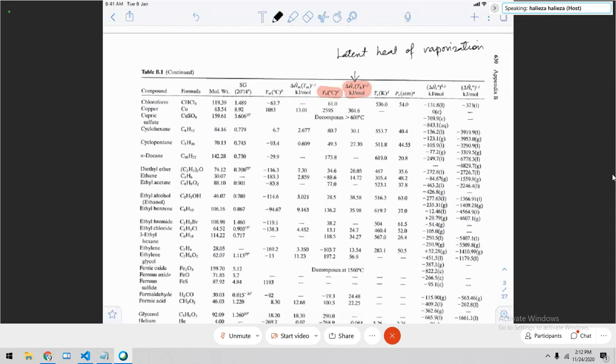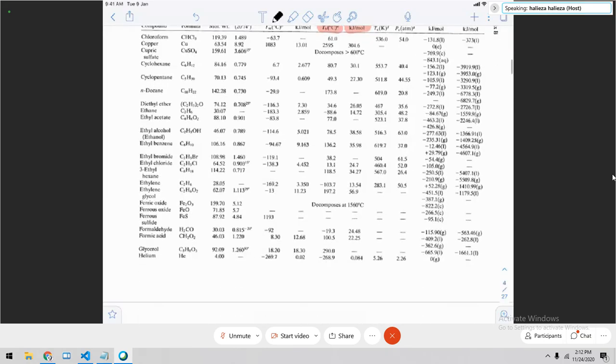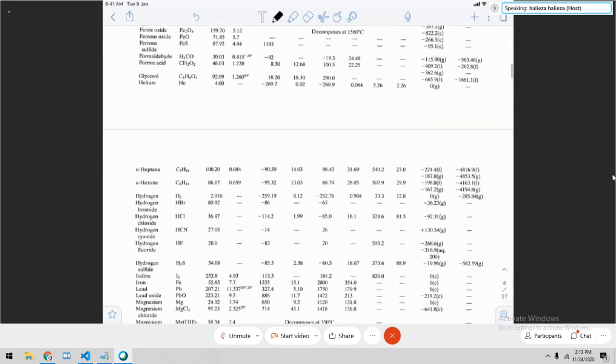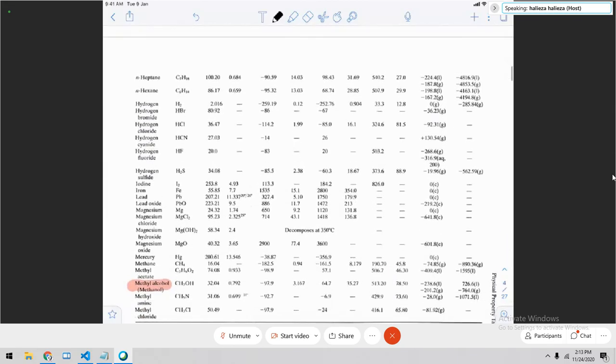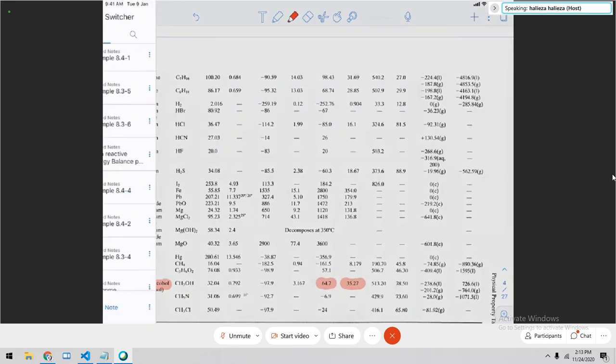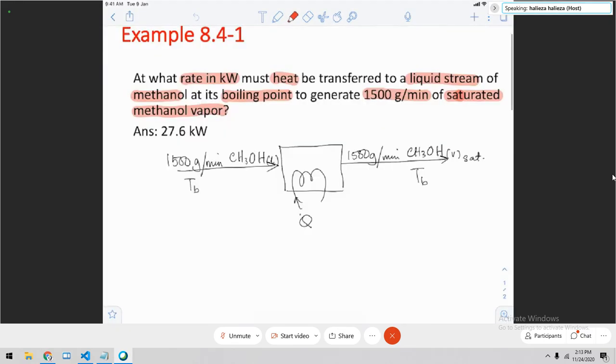We did this in thermodynamics. Yeah, it's the same. It's at its boiling point. It occurs at the boiling point where you change the liquid to saturated vapor. So that is latent heat of vaporization. Same thing. Okay, now let me see. I need to know what the boiling point of methanol is. The boiling point of methanol is this. Let me change the pointer. That's the boiling point of methanol, and this is the latent heat of methanol. Okay, so it's 64.7 degrees C. So go back to our example.